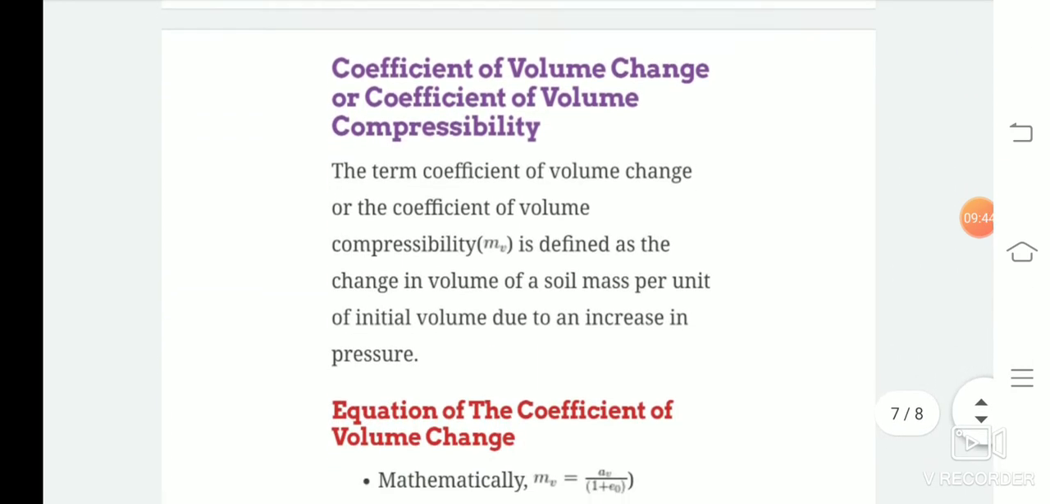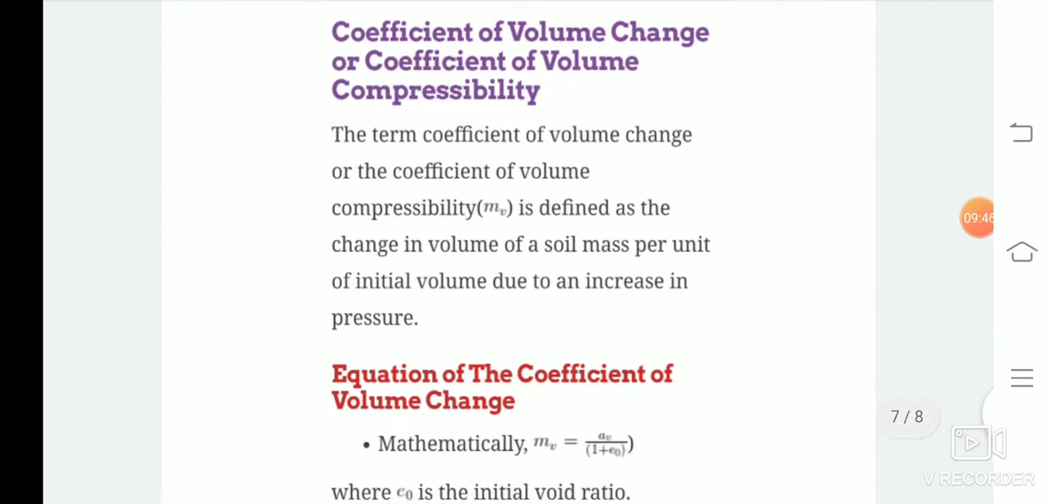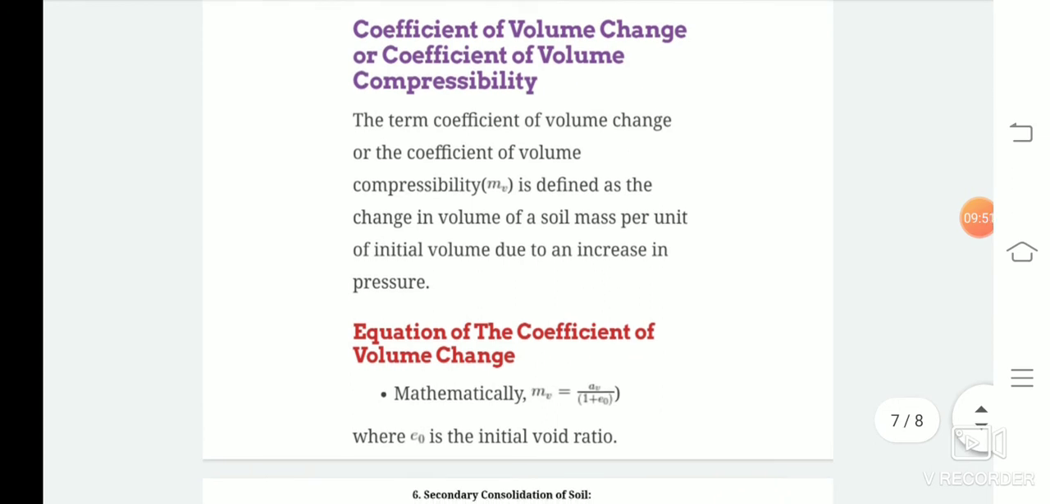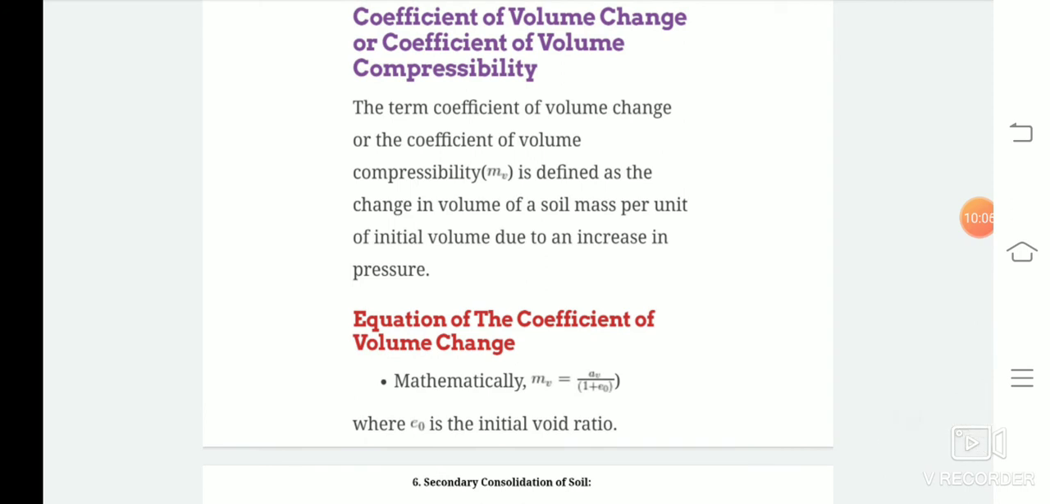Next we come to the coefficient of volume change or coefficient of volume compressibility, indicated by mv. What is its definition? The coefficient of volume change, or coefficient of volume compressibility, is defined as the change in volume of the soil mass per unit of initial volume due to an increase in pressure. That means what will be the change in void ratio with change in pressure, in comparison to the initial volume of the sample.